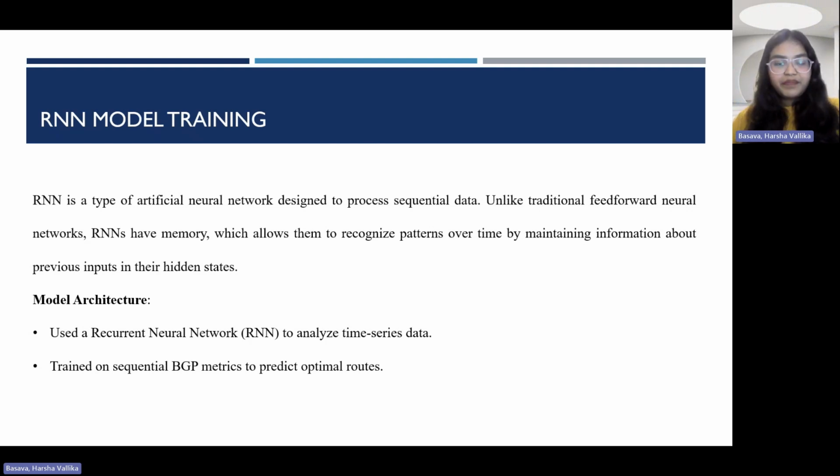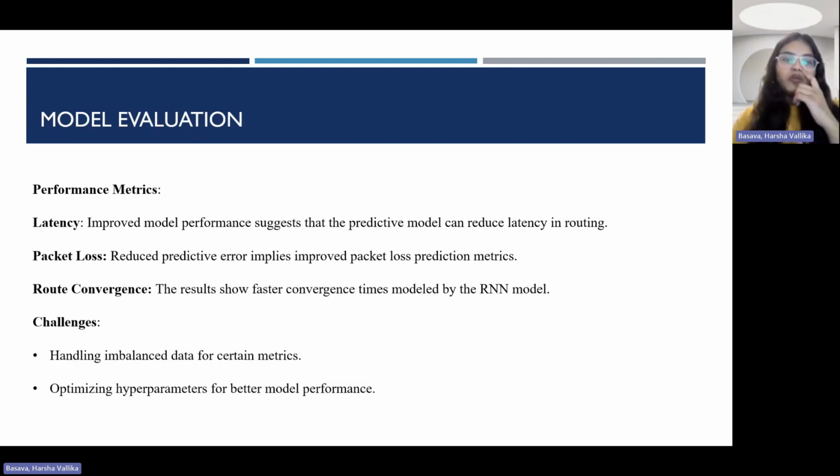This allows the networks to capture the temporal dependencies in sequential data. And this is trained on sequential BGP metrics to predict the optimal routes. So moving forward to the model evaluation, the performance metrics considered were latency, packet loss and route convergence. As part of this, we have understood the model performance has improved, suggesting that the predictive model can reduce latency in routing, and also packet loss. Prediction metrics were also increased by training the model.